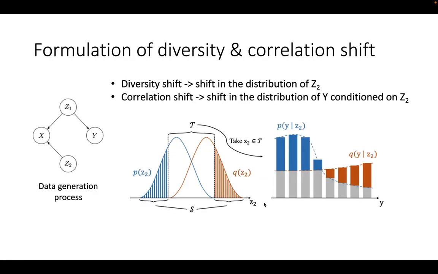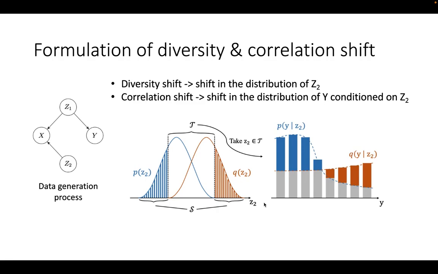To verify our hypothesis, we start by giving a formal definition to diversity and correlation shift. First of all, we assume the data generation process depicted by the causal graph on the left, where two kinds of features, ZF1 and ZF2, together generate input X, where only ZF1 generates label Y. Then we model diversity shift as divergence in the distribution of ZF2, and model correlation shift as divergence in the distribution of Y conditioned on ZF2.